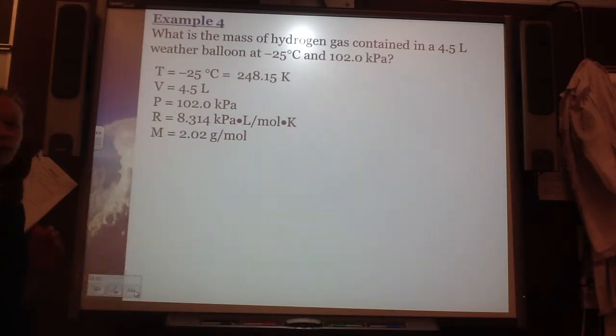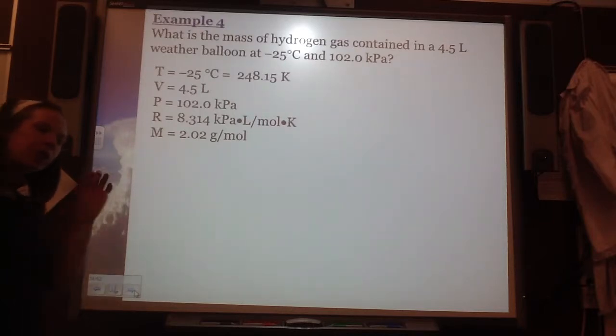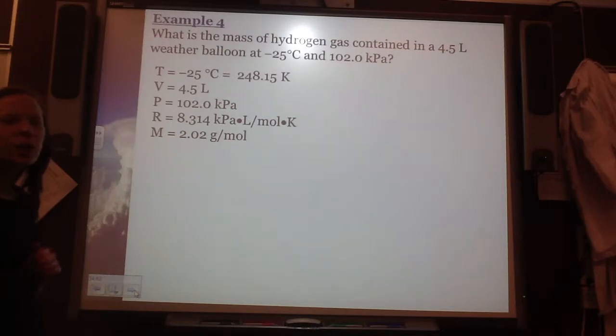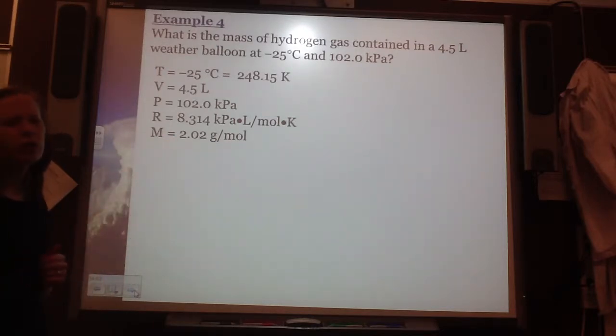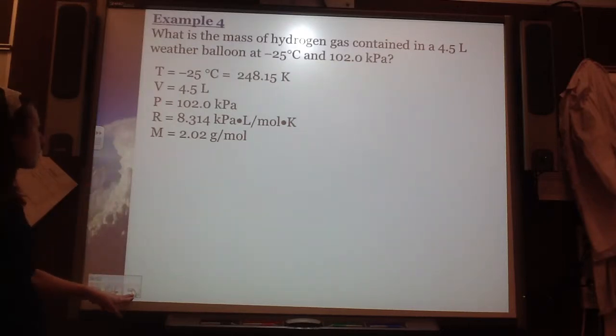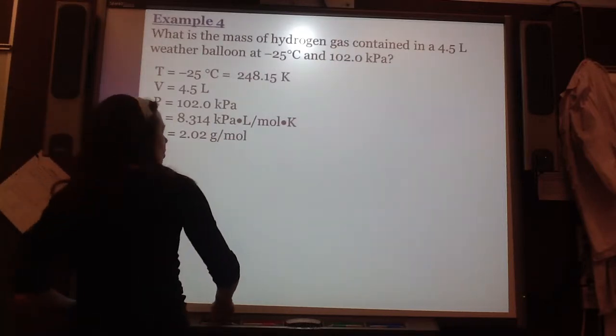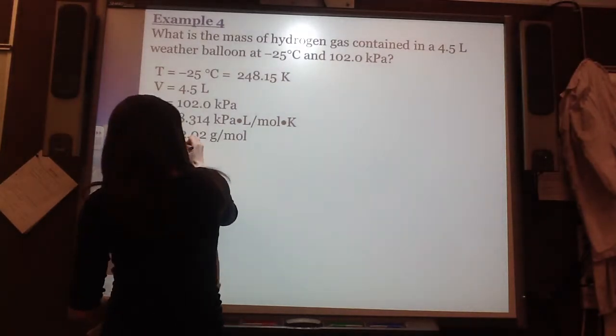So what we're going to do is find moles first, and then convert it into mass using our molar mass. Now keep in mind, hydrogen gas is a diatomic element, so it's H2, and that's why our molar mass is 2.02, because it's 2 times 1.01. Okay, so what I'm going to do is I'm going to look for moles first.